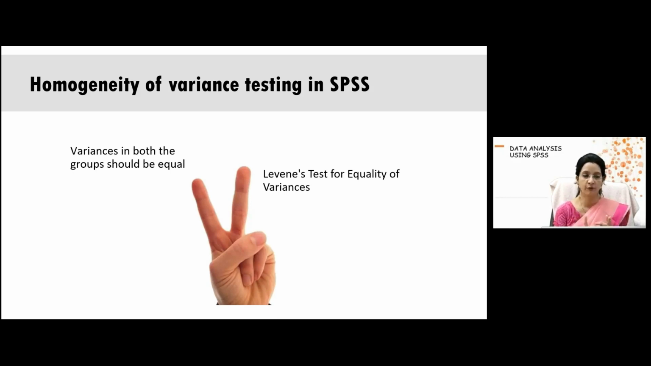So I have told you one test of normalcy, which was the Shapiro-Wilk test and QQ plot. That was to test the normalcy. And the other is to check the homogeneity of variance. And I told you, we assume that the variance is equal in both the groups. That means both the groups have been drawn from the same population. And for this, there is an objective test, which is known as Levene's test for equality of variances.